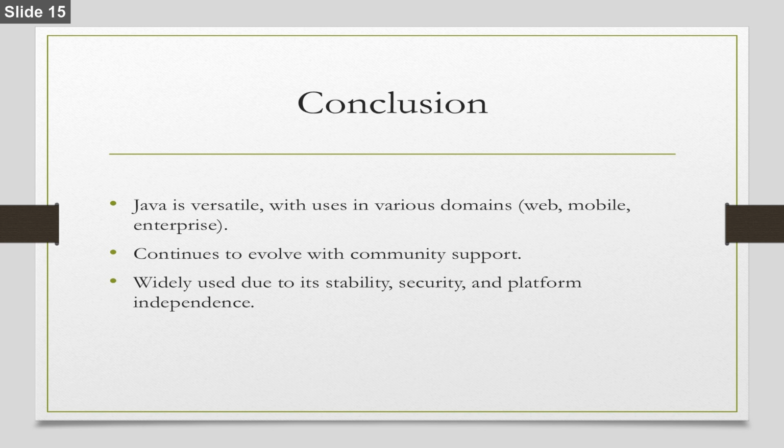Conclusion. In summary, Java is an incredibly versatile and robust language, used in everything from enterprise applications to mobile development. Its platform independence, security, and large ecosystem make it a top choice for developers worldwide. Learning Java provides a strong foundation for building a wide variety of applications.